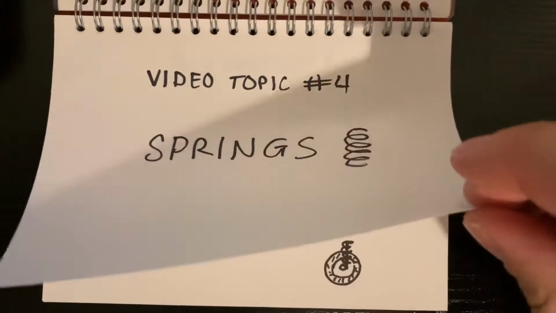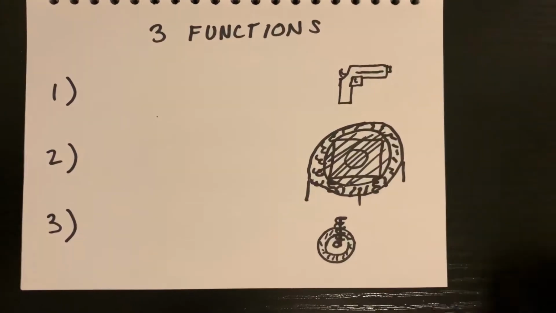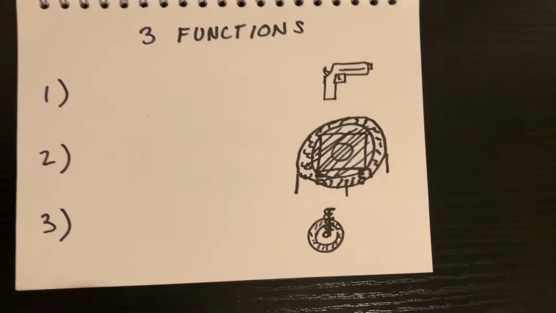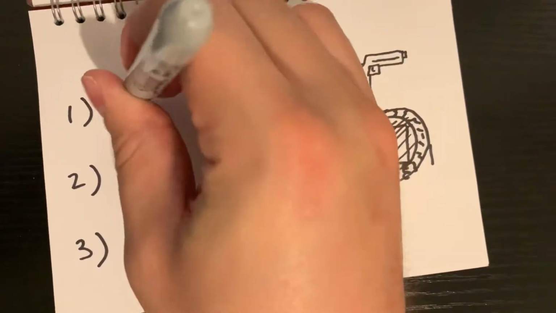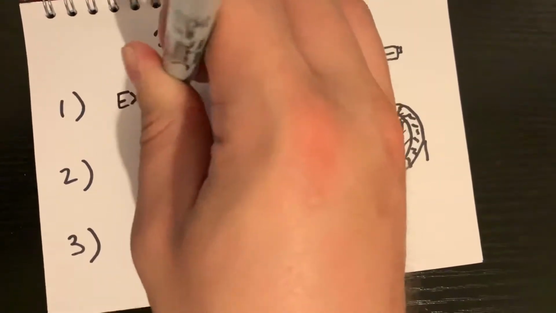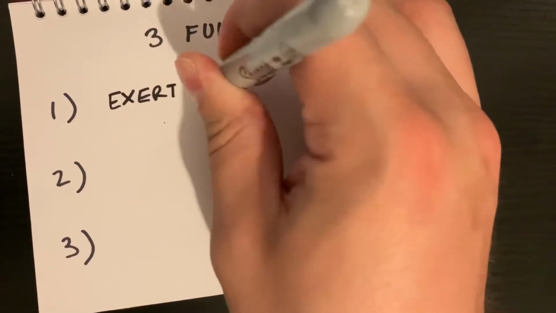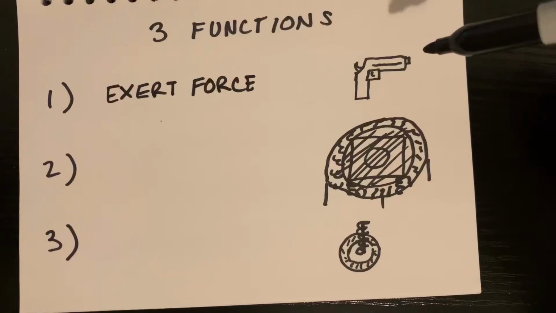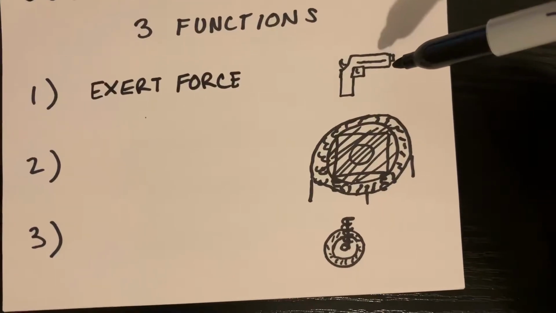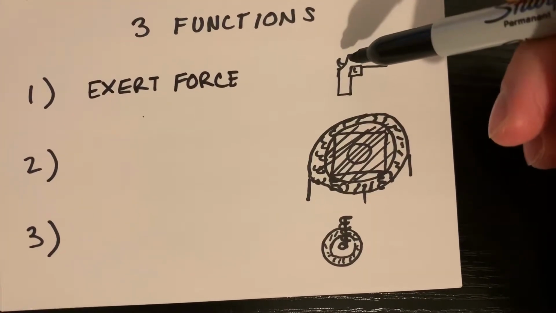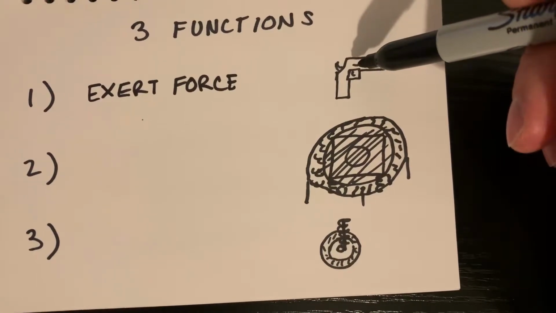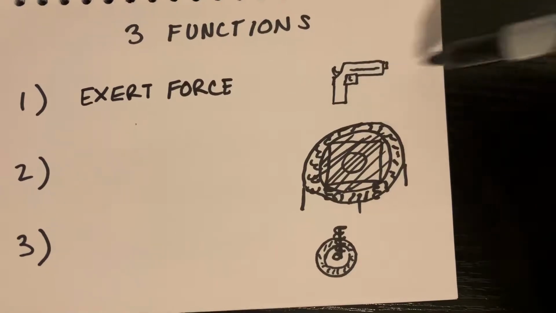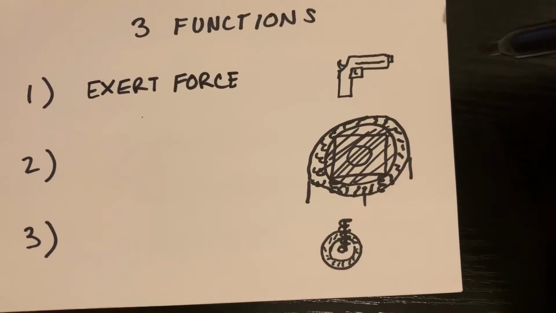First thing we want to go over are the main functions of a spring. Now, the first one is to exert a force. An example of this would be, say, maybe in a pellet gun, the spring is pulled back, and when it's released, it exerts a force on the pellet and shoots it out of the barrel.